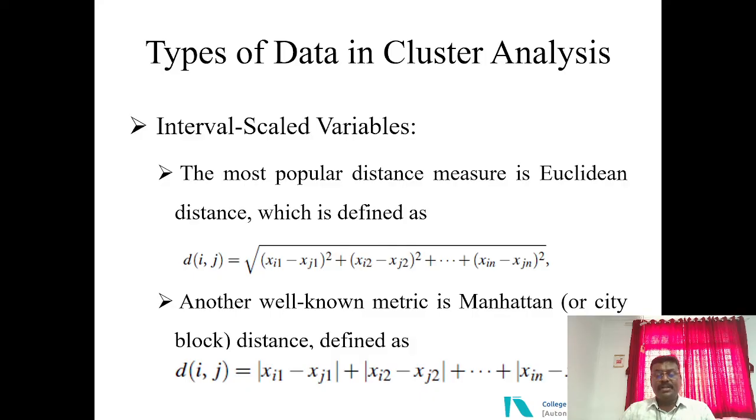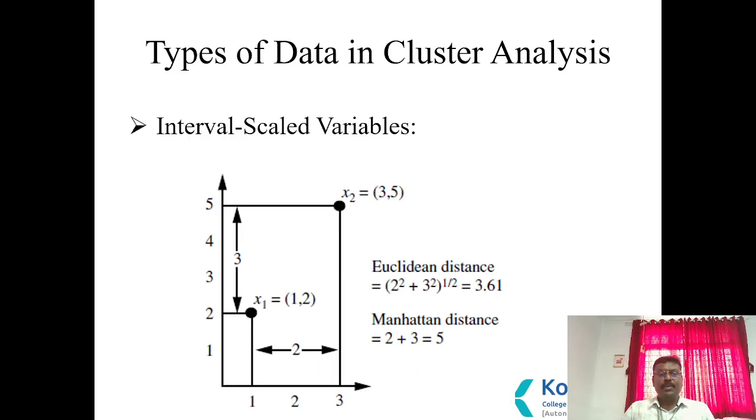Then moving to the interval scaled variable, two important equations were discussed. One is the Euclidean distance algorithm, with the distance of i comma j, and the other is the Manhattan algorithm, also with the distance of i comma j. And then finally we took a simple example, explaining how to calculate the value under the Euclidean distance algorithm and the Manhattan distance algorithm.